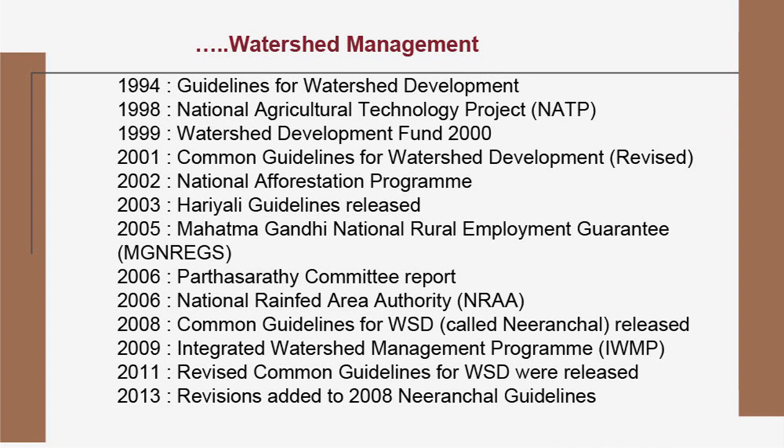1999 Watershed Development Fund, 2001 Common Guidelines for Watershed Development, 2003 Hariyali Guidelines released, 2006 National Rainfed Area Authority. This is a very important authority these days. National Rainfed Area Authority, NRAA. Students should have knowledge of this authority, what they are doing for rainfed agriculture. Then 2008 Common Guidelines for WSD, and in 2013 you see revisions added to 2008, Neeranchal Guidelines. So a number of programs have come up. Government is interested to raise income and conserve the resources in these important areas.